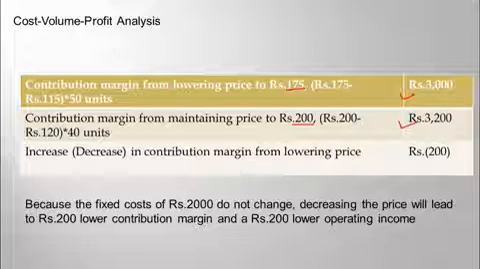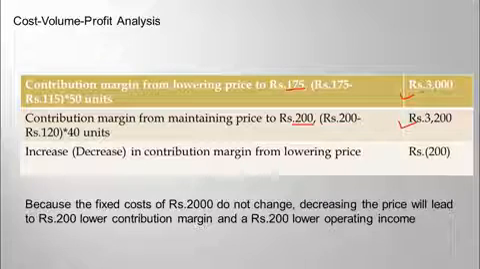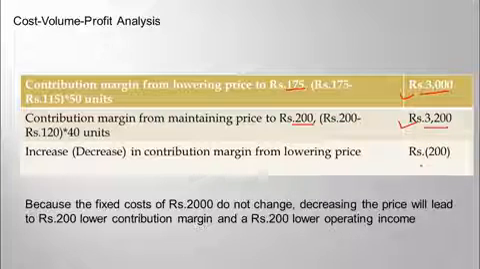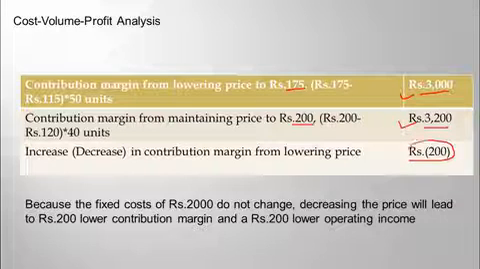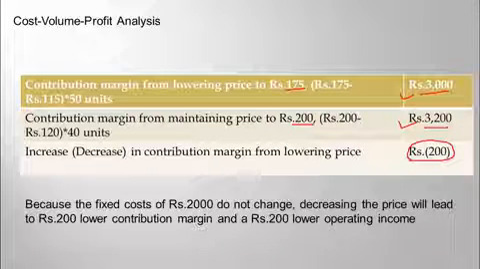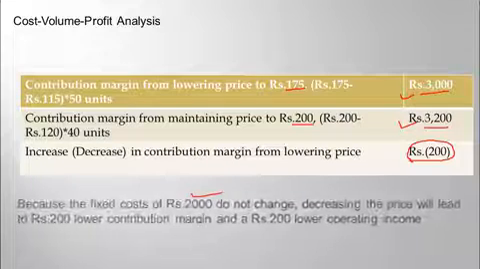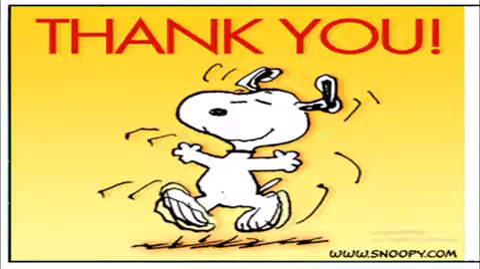Due to the reduction in the selling price, contribution has reduced from 3200 rupees to 3000. It means there is an absolute decrease in the contribution of rupees 200. As the contribution has been reduced, there is no change in the fixed cost of rupees 2000. Automatically our operating income will be reduced by rupees 200. So actually this was the real utilization of cost volume profit analysis.